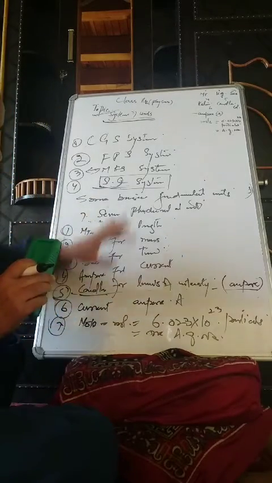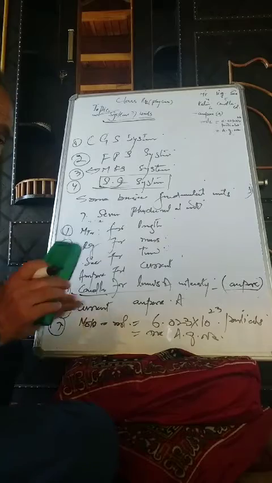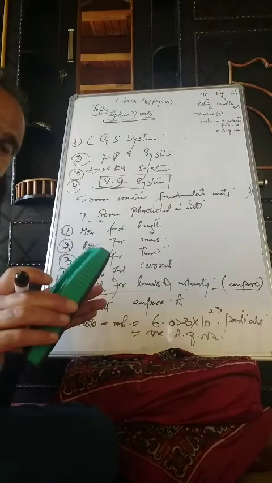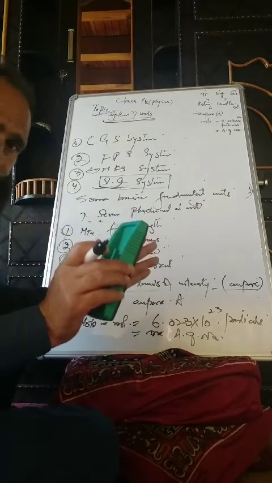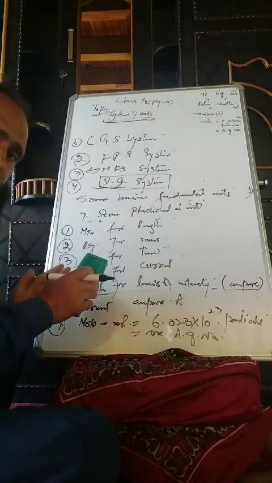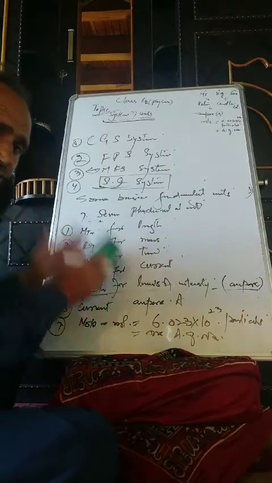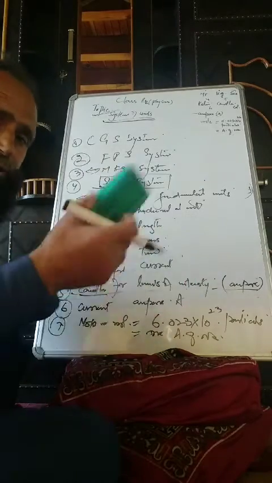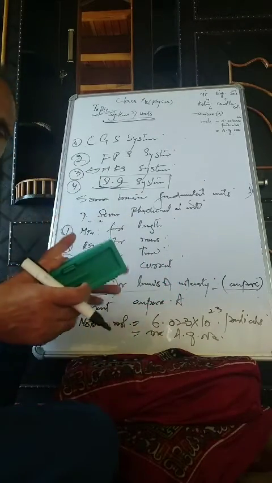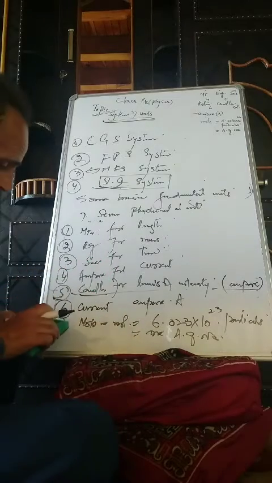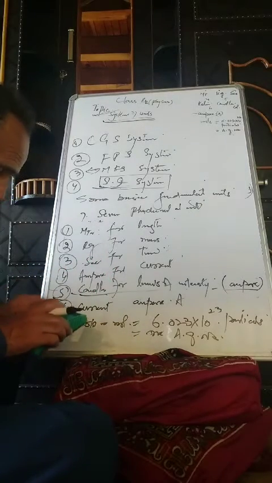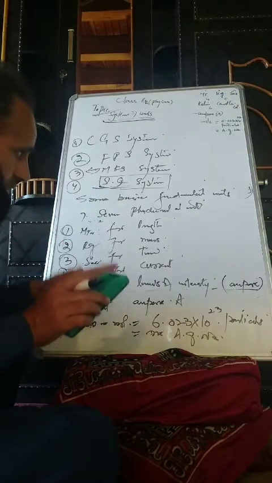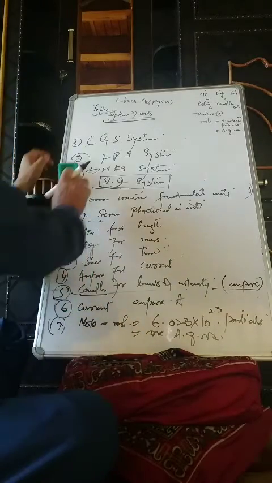By using these units, we can derive other units. Those are called derived units. These are the fundamental units. Among these, there are other units for more and more physical quantities. Those units are called derived units. But the basic fundamental units are these 7 units.